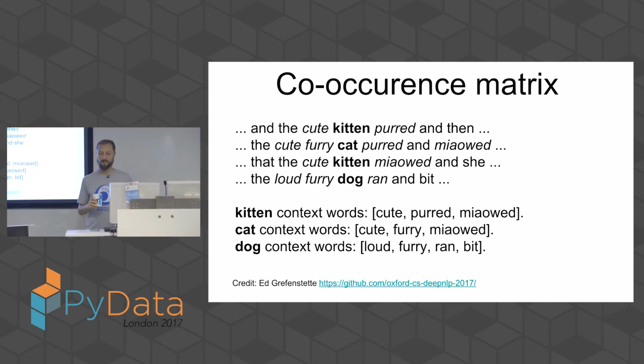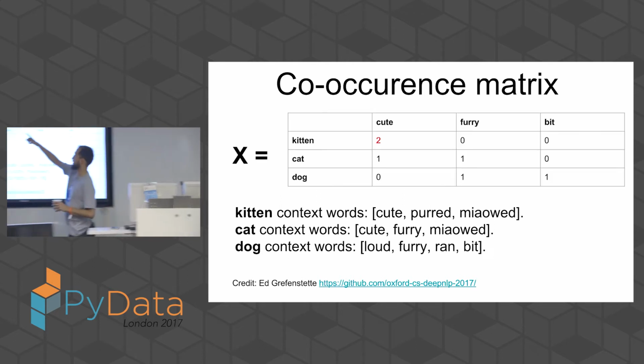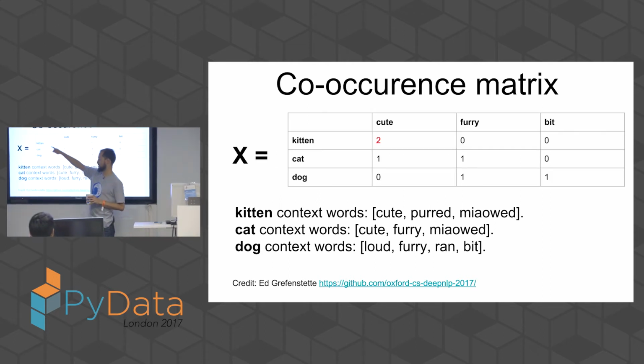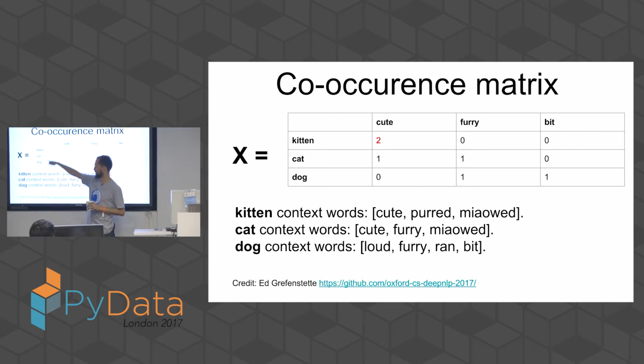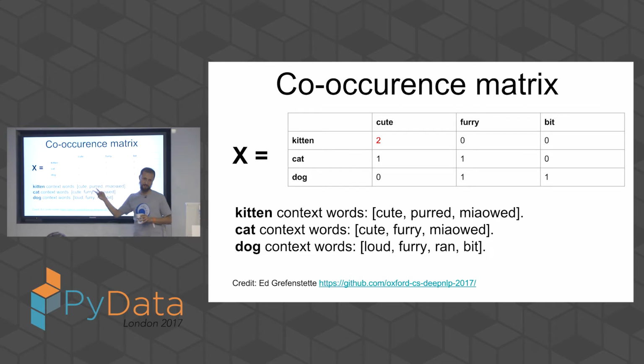So let's turn this into a matrix. The matrix will have the context words this way and the central words this way. So I have kitten and cute. Kitten and cute appear twice together in the same sentence. And I think, oh yeah, meowed. Meowed didn't make it, and purr didn't make it, but yeah. So I have cat. I have cat and furry appearing together. It was a cute cat as well.